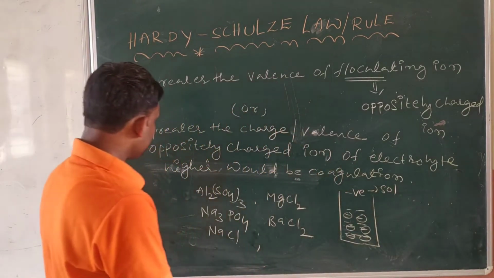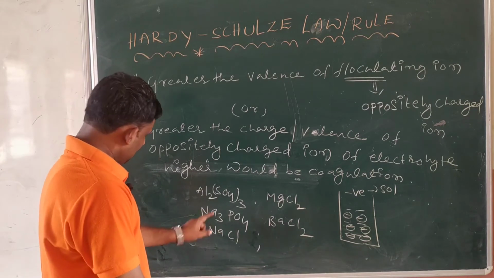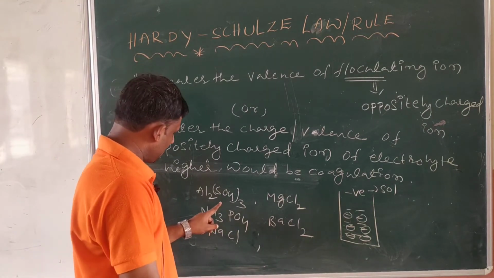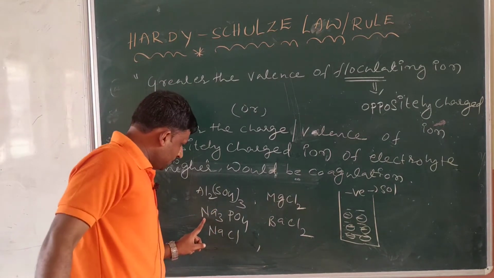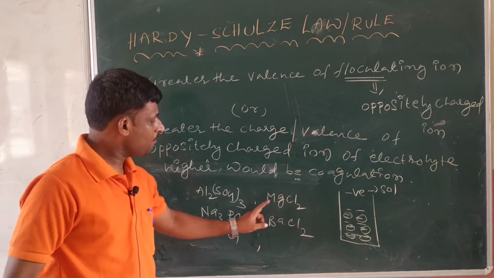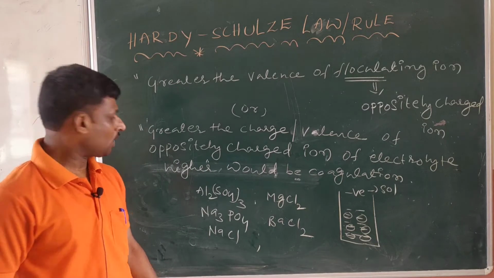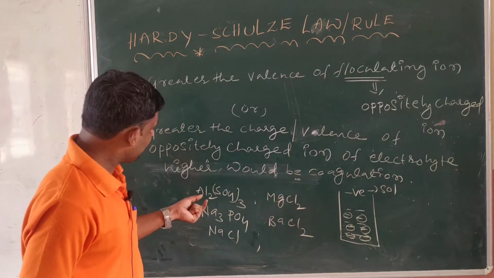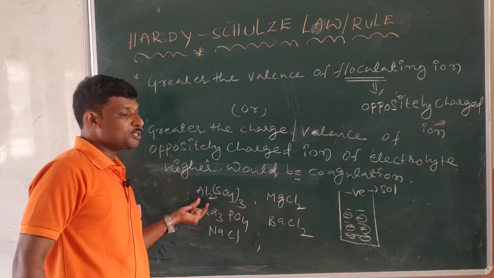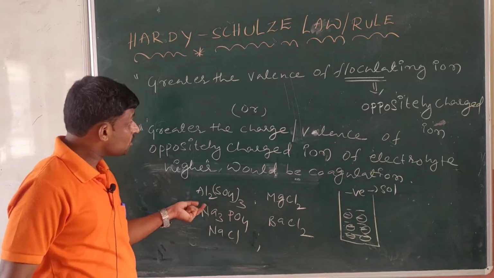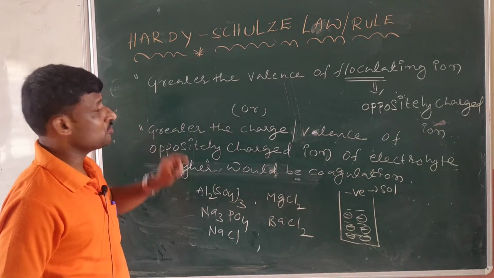So when I am adding Al2(SO4)3, and Na3PO4, and NaCl, and as well as MgCl2 and BaCl2, which one takes place? Means while adding which electrolyte does precipitation take place very fast? That is only explained through the Hardy-Schulze rule.